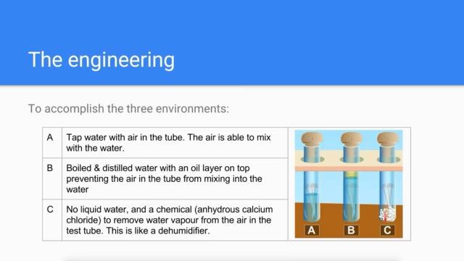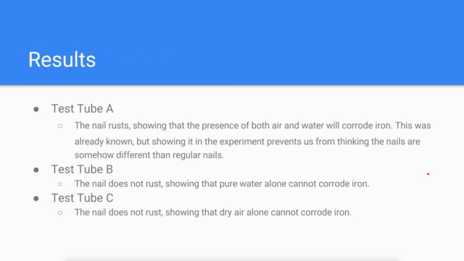In the third one, we don't use any water, but there's water vapor still in the air. So we need to remove that water vapor. And we can do that by using an anhydrous chemical, which will take the water vapor out of the air. You just have to use enough of it to make sure that we've got all the water vapor out of the air. Make it as dry as possible.